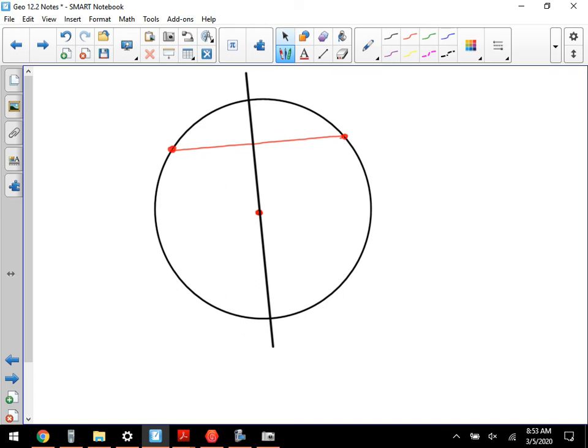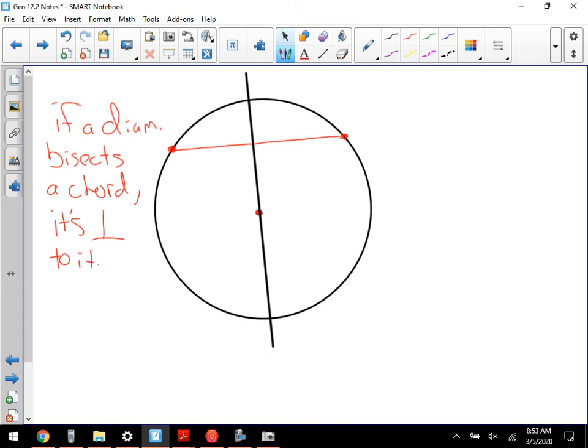If a diameter bisects a chord, it's perpendicular to it. Okay. It's a lot of words for something that, if you look at it visually, it makes total sense. So as you're moving across, all right. Now, there's a reason why this happens.